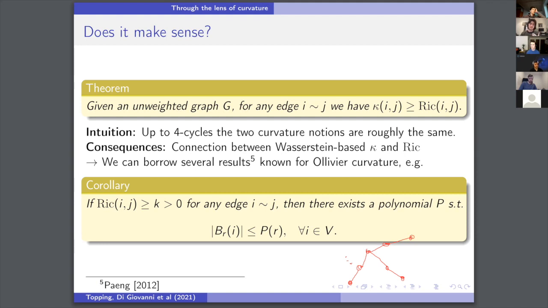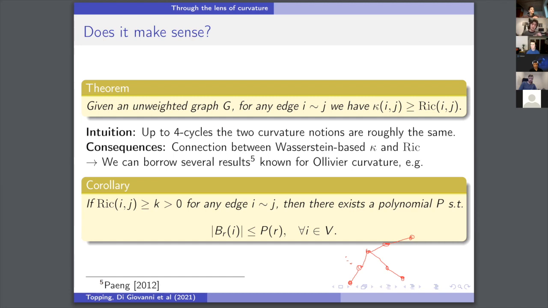But the consequences are important for us, because there is a rich theory for Ollivier curvature that we can now immediately borrow and adapt to the balanced Forman case. So, for example, we know by a result of Paeng that if our balanced Forman curvature is greater than or equal to k everywhere in the graph, then there will be a polynomial p such that the size of the r-hop neighborhood of each node is going to be bounded by this polynomial.